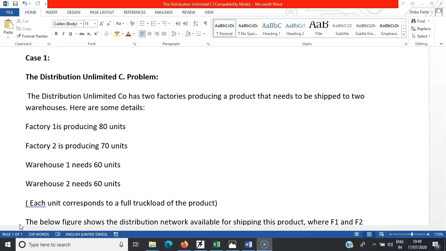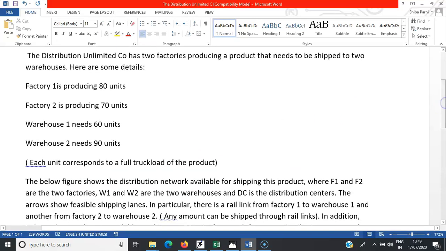This distribution unlimited problem is from the Hillier and Hillier book of management science. There are two factories, factory 1 and factory 2, producing 80 units and 70 units respectively. And there are warehouse 1, which needs 60 units, and warehouse 2, which needs 90 units. It's not 60, it's 90 units that warehouse 2 needs. Now let us see the problem.